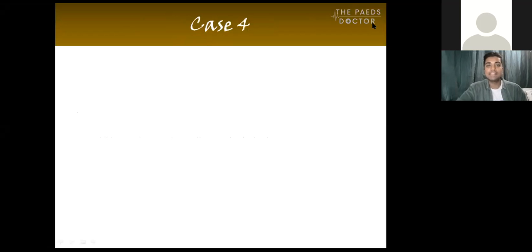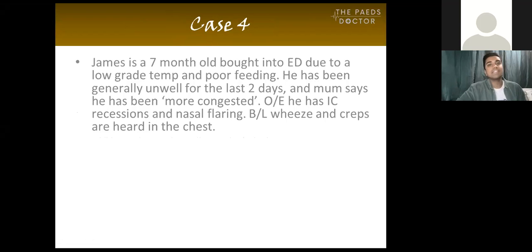So next, case 4. James is a 7-month-old who's brought into A&E due to a low-grade temperature and poor feeding. He's been generally unwell for the last 2 days, and mum says he has been more congested. On examination, he has intercostal recessions and nasal flaring. On listening to the chest, you hear bilateral wheeze and crepitations. His respiratory rate is 60, his sats are 91, his temperature is 37.7, and his heart rate is 145.